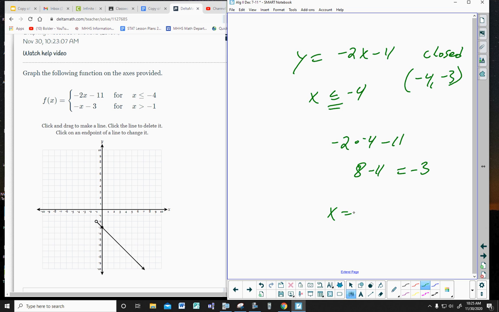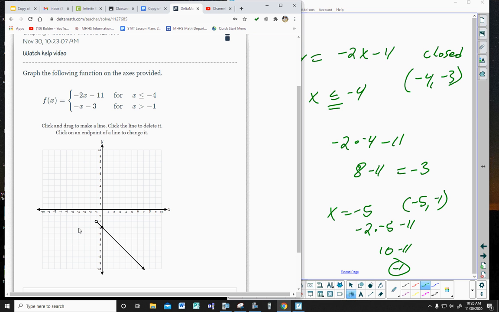So let's try x is negative 5 and fill it in. Negative 2 times negative 5 minus 11. That's 10 minus 11, which is negative 1. So I've got the coordinate negative 5, negative 1. Okay, so negative 4, negative 3. So right there.